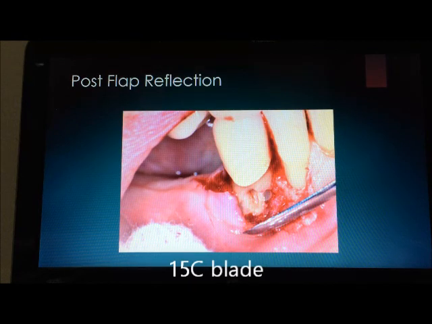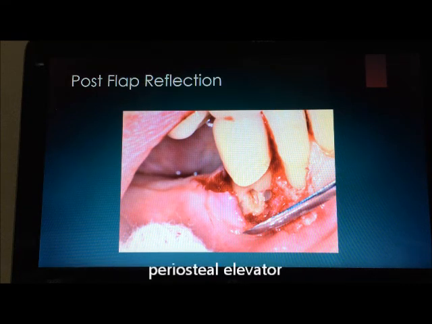Using a 15C blade, a circular incision was made from the initial of tooth number 42 to 6 mm distal to tooth number 43 on the buccal and lingual aspect. The flap was then reflected using a periodontal elevator, and the defect was exposed.